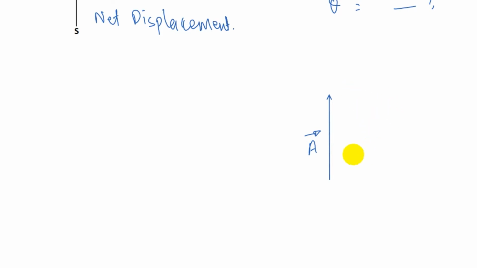This is vector B, and there is one more vector. Let me draw it with a different color. So this is vector C. Now you have to add all these vectors. To add all these vectors, we have to place these vectors head to tail. What do you mean by head to tail?